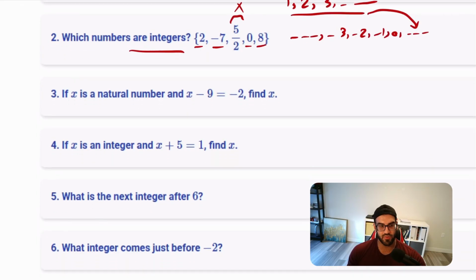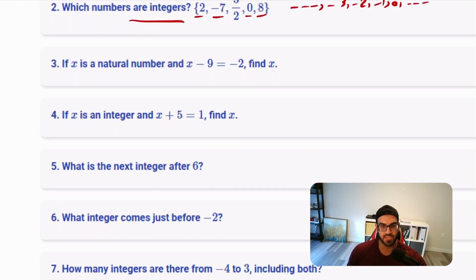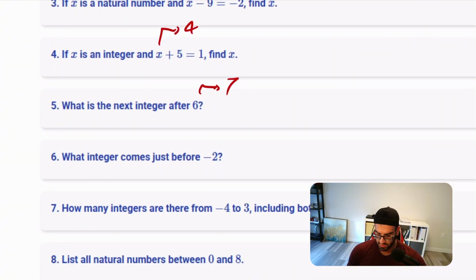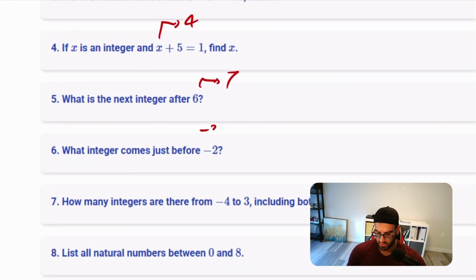So again, we do have another example. If x is an integer and x plus 5 is equal to 1, find x itself. So obviously that number is going to be -4. We don't have to do any kind of magic over here. What is the next integer after 6? That integer is going to be 7. What is the next integer that comes before -2? That one is -3.